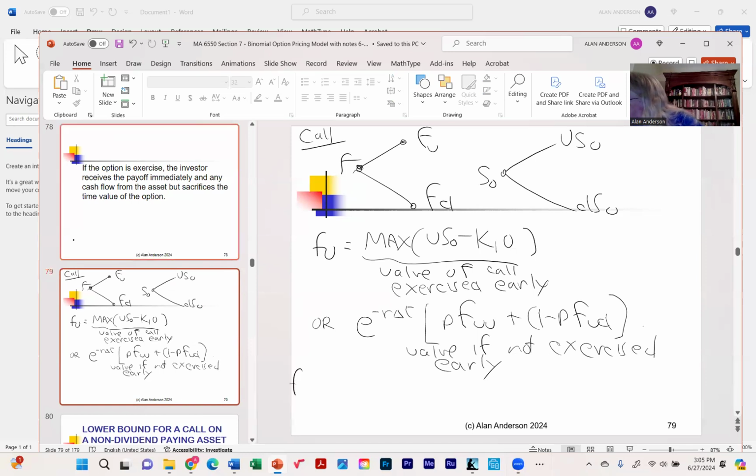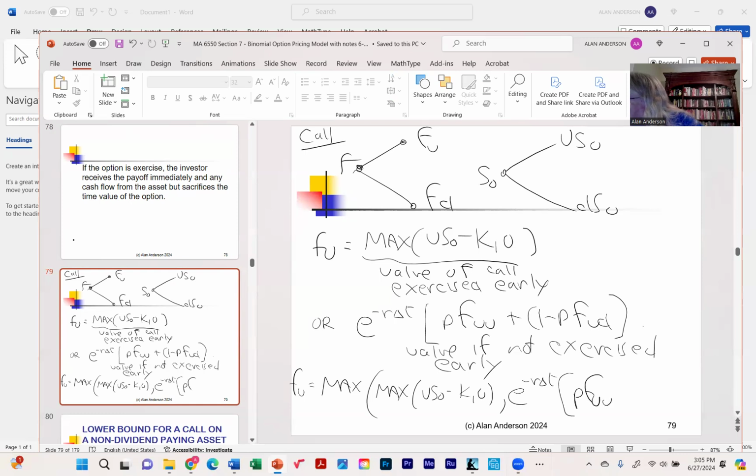So sometimes you see this written as the max of, okay, so it's the greater of the two. We're assuming, by the way, that if it makes sense to exercise the option early, we will do so. That's a strong assumption, but we'll make it because investors should presumably understand how this works. And so if it makes sense to exercise early, we'll get the payoff at that time. Otherwise, we'll continue to hold it and we'll have an option which is worth whatever it would have been had it been a European option.